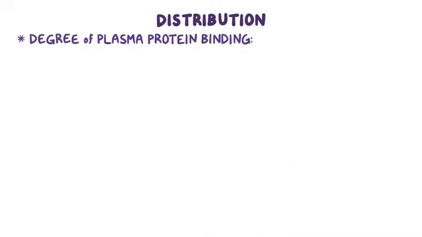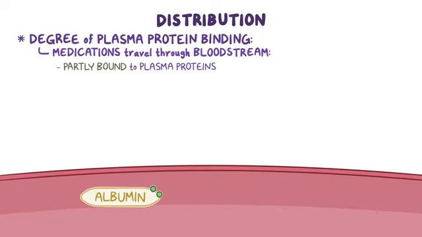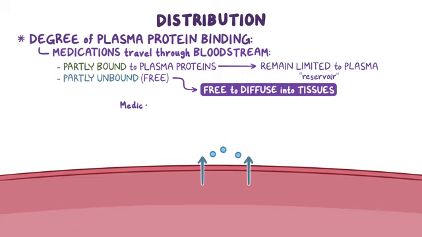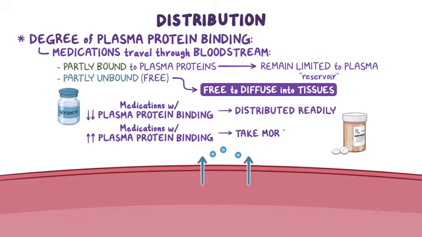Another factor affecting distribution is the degree of plasma protein binding. Medications travel through the bloodstream partly bound to plasma proteins like albumin and partly unbound or free. But only the unbound fraction is free to diffuse into tissues, whereas medication molecules that are bound to plasma proteins remain limited to the plasma, acting as a kind of reservoir. That's why medications with lower plasma protein binding, such as gentamicin, get distributed readily in the tissues, while medications with higher plasma protein binding, such as warfarin, take much more time to free themselves and diffuse, thus giving them a longer duration of action.